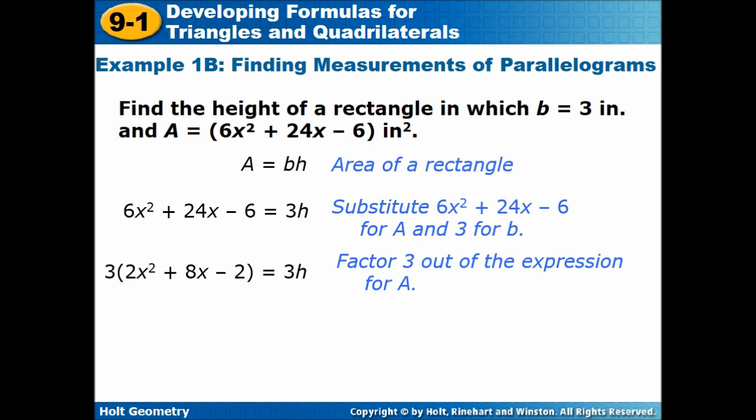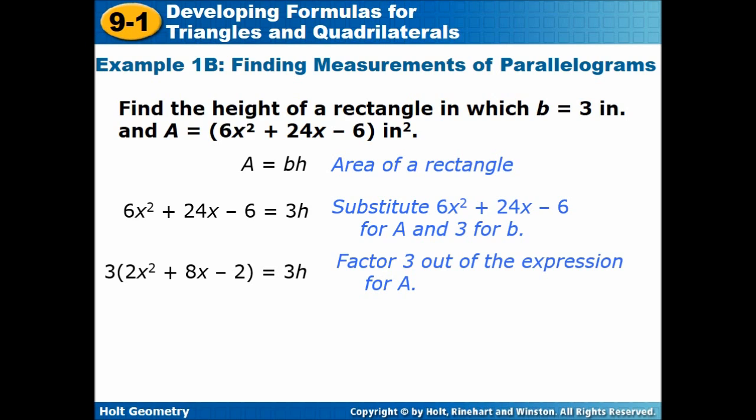Now, again, when you're factoring, you're undoing. So you're doing the opposite of what you would normally do, which is to distribute the 3 to the 2x squared and to the 8x and to the negative 2. You're just doing the reverse. Piece of cake. It's simple reverse distribution.